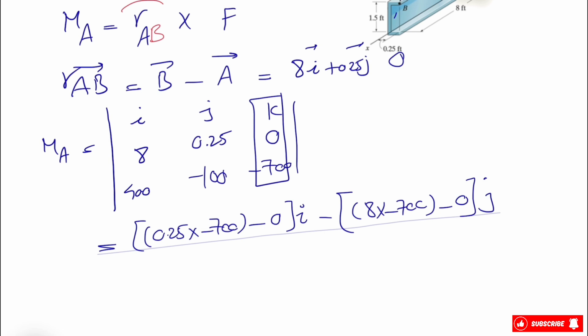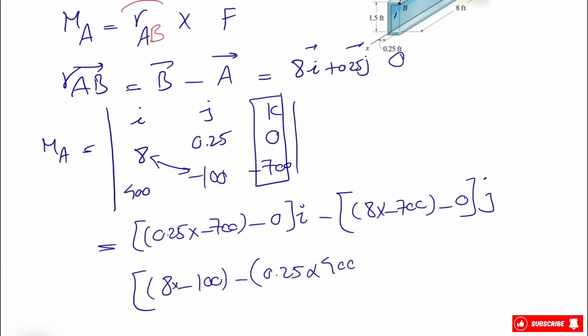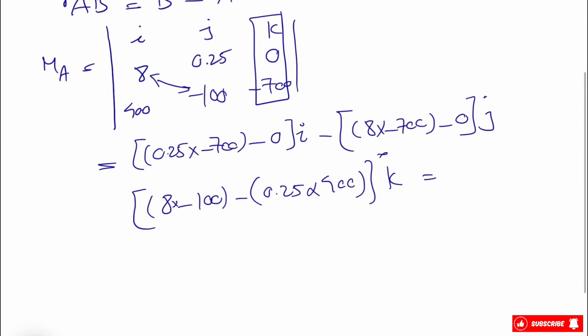So we're not going to look at the Z column, and we only have 8 times minus 100 minus 0.25 times 400, and that would be our K. We have to consider that the cross product will be another vector at the end, as opposed to a dot product. So we are expecting another vector at the end for our moment. All we need to do is find each of these components.